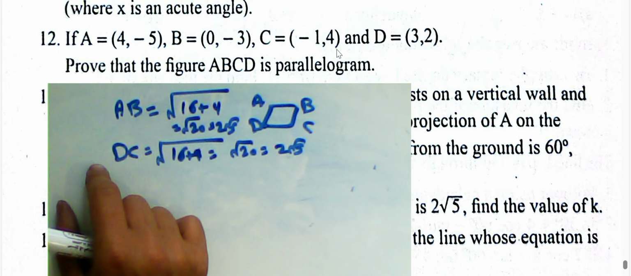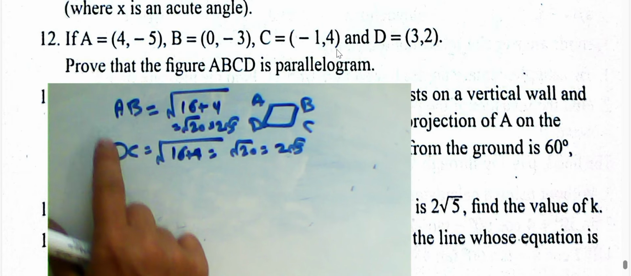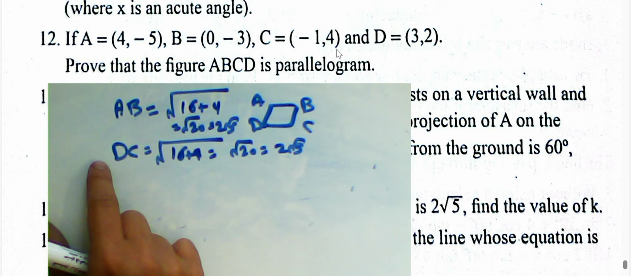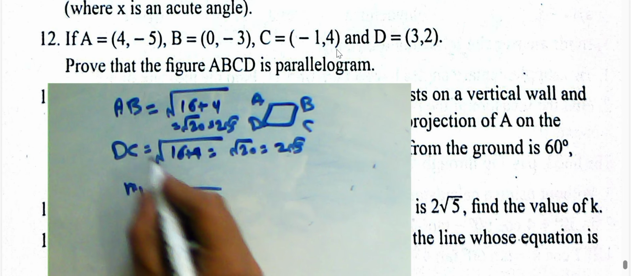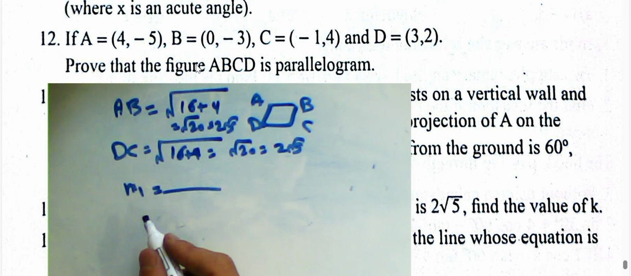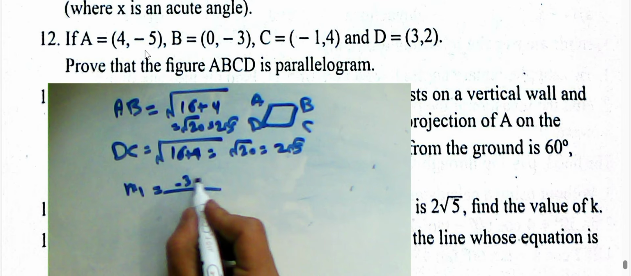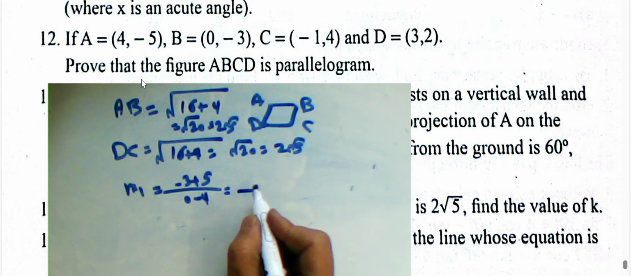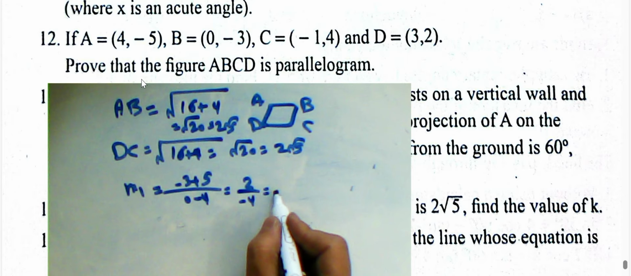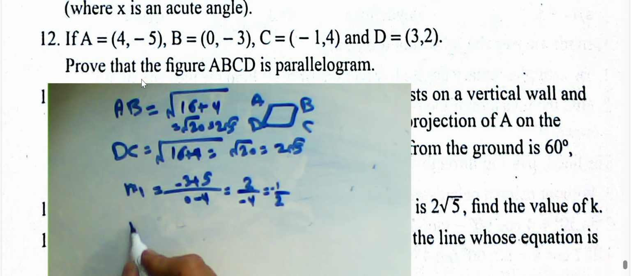Now I will prove that line segment AB and DC are also parallel by finding slope 1 and slope 2. We can find slope 1 between A and B: y2 minus y1, AB, right? Negative 3 minus negative 5, it will be negative 3 plus 5 over 0 minus 4. The result will be 2 over negative 4, which is negative half.